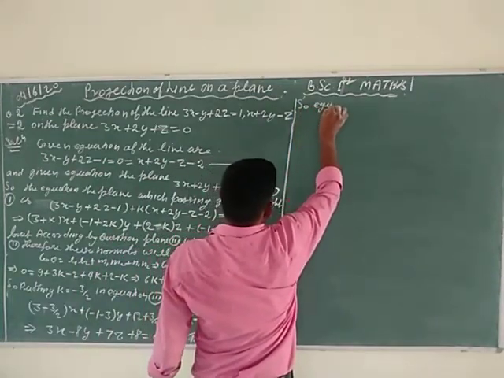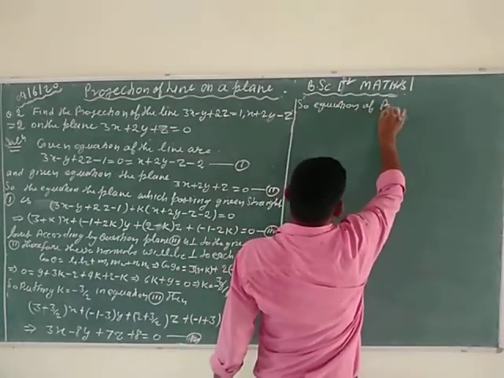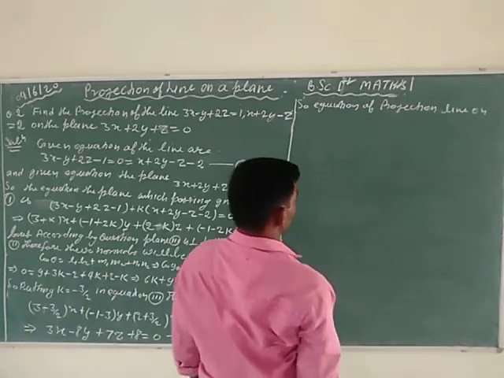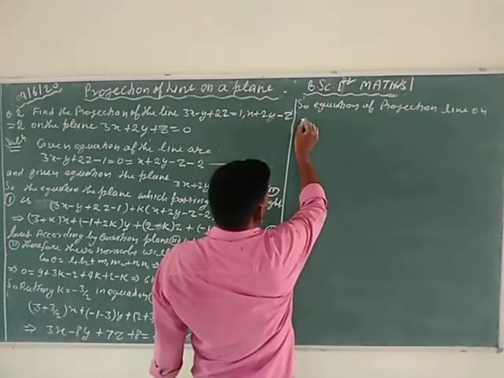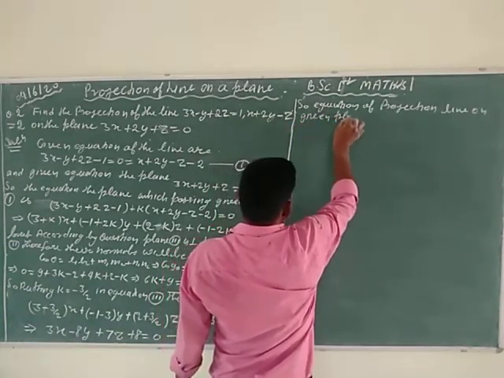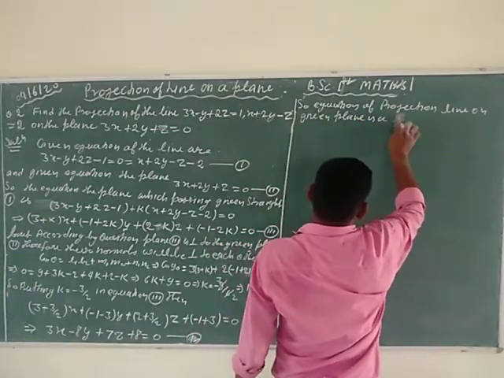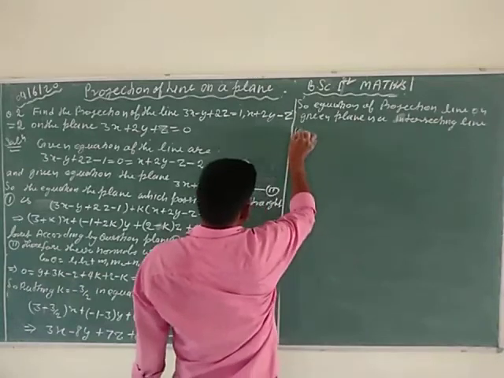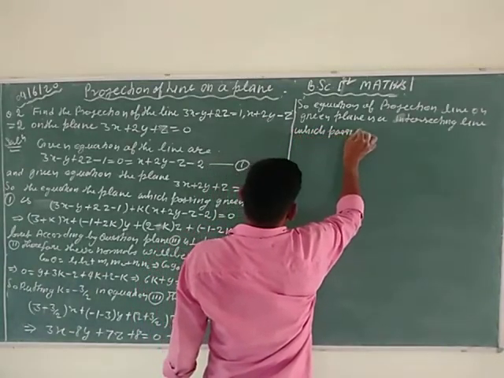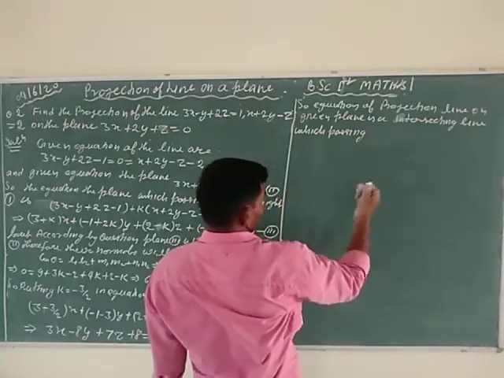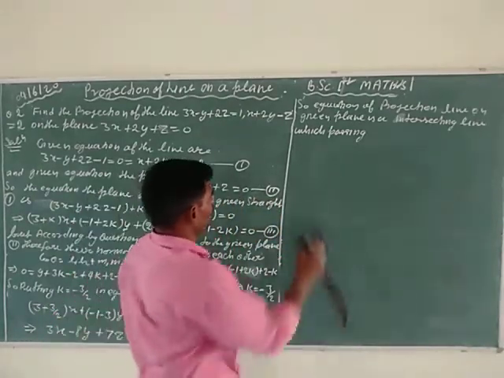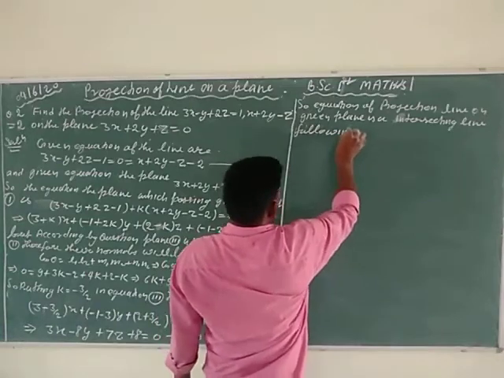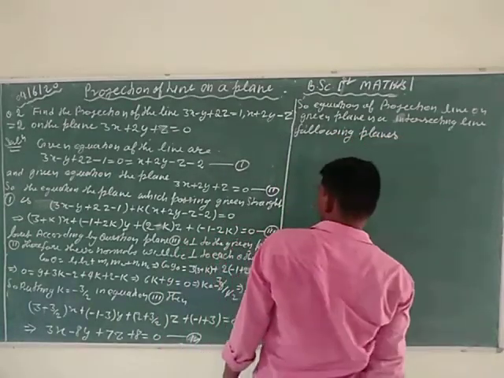So the equation of the projection line on the given plane is a line, an intersecting line of the following planes, means plane second and plane fourth.